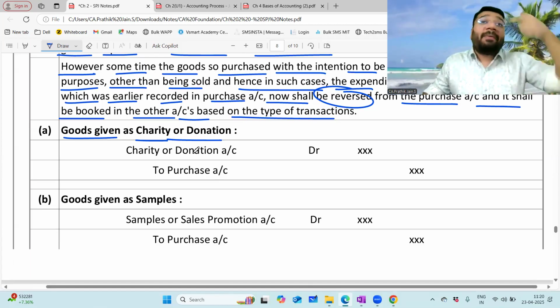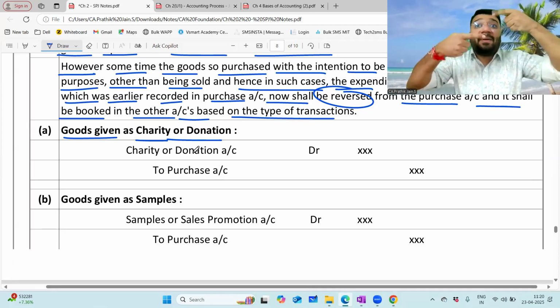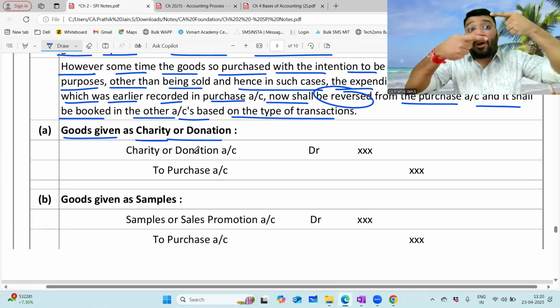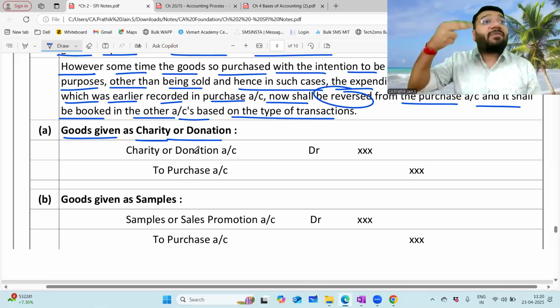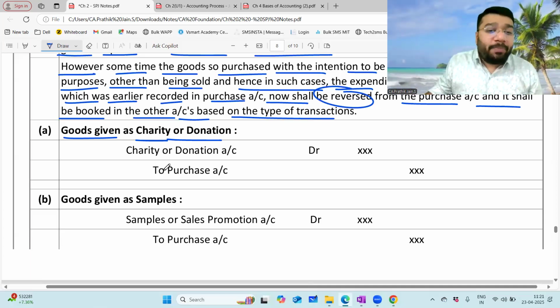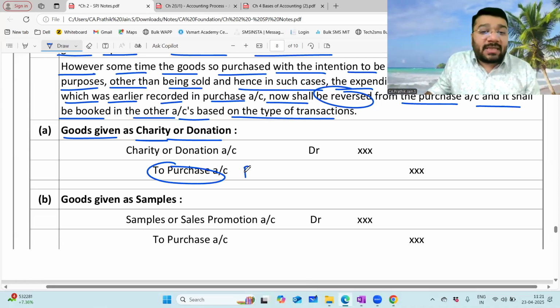In purchase account. Purchase account debit to cash. So it was debited in purchase account. Now you've broken the promise. Can I keep that 5,000 in purchase account? No. I need to reverse it. To record in the purchase debit, to reverse in the purchase credit. So to purchase, I'm recording in credit. So this is nothing but reversal of purchase.